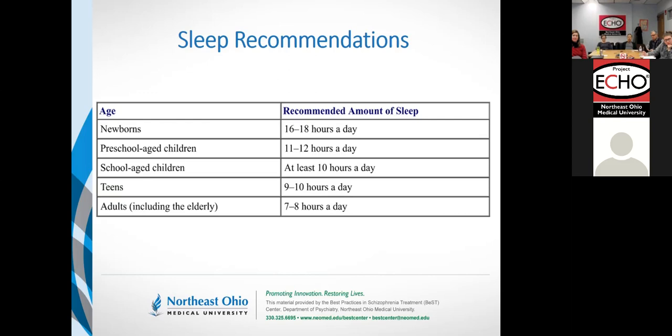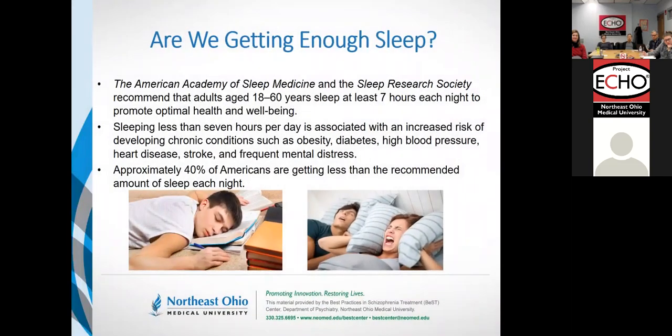Most of us are not going to be getting our 7 to 8 hours a day, and that's what we're going to talk about next. Are we getting enough sleep? The American Academy of Sleep Medicine and the Sleep Research Society recommend that adults aged 18 to 60 years sleep at least 7 hours each night to promote optimal health and well-being. Sleeping less than the recommended 7 hours is associated with an increased risk of developing chronic conditions such as obesity, diabetes, high blood pressure, heart disease, stroke, and frequent mental distress. Approximately 40% of Americans are getting less than the recommended amount of sleep each night. That's quite a lot.